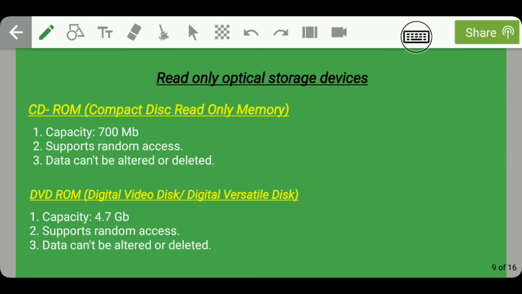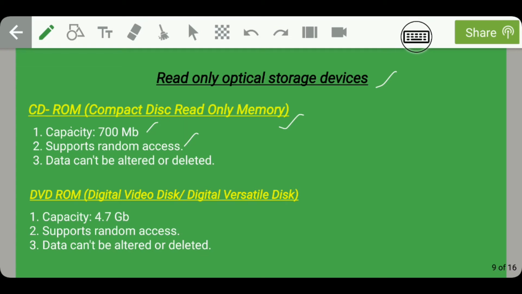So guys, first of all, talking about the read-only optical storage devices, the first example is CD-ROM, which stands for compact disc read-only memory. So the features of CD-ROM are it provides a capacity of 700 MB. It supports random access. Moreover, once we write the data, it can't be altered or deleted. For example, consider the case of music CDs. Someone adds songs to that CD, but we can't write or delete songs from the disc.